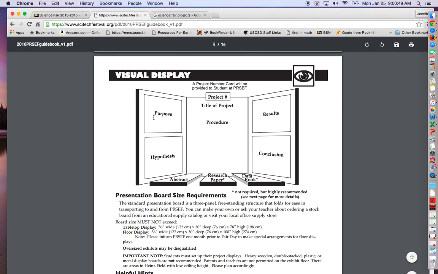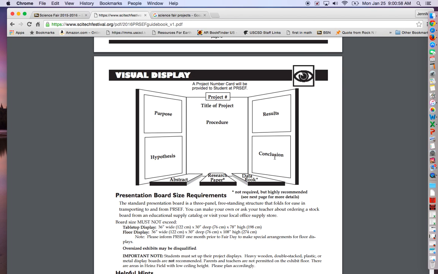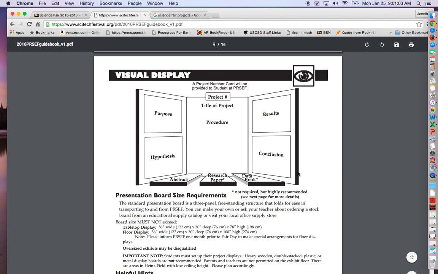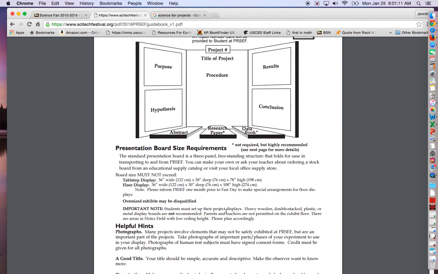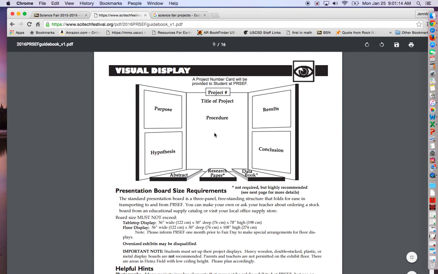So you'll have the purpose, the hypothesis, the title and the procedure down the middle, the results, which include graphs and the claims and evidences, and then the conclusion. Okay, so you can have all this displayed on your board. The research paper and the data book are optional. And you just want to be really creative. So include some colors, some fancy titles, pictures of your experiments, pictures that relate to what your experiment is.